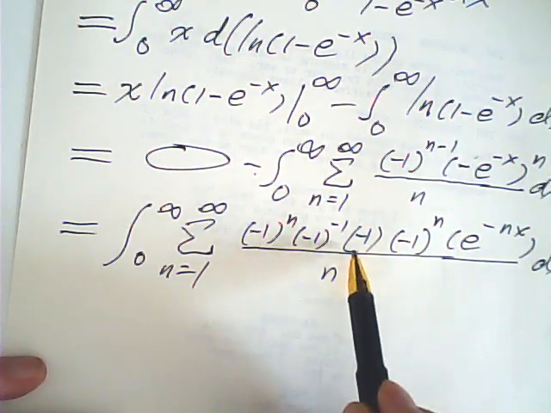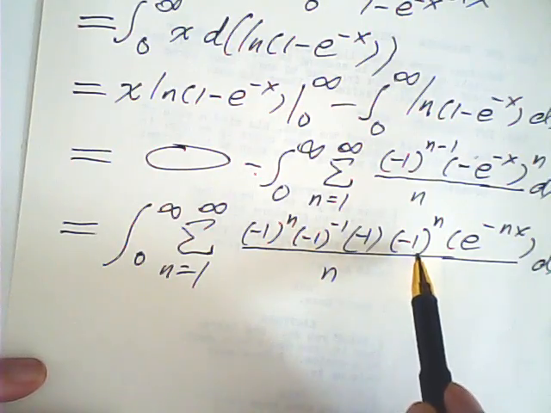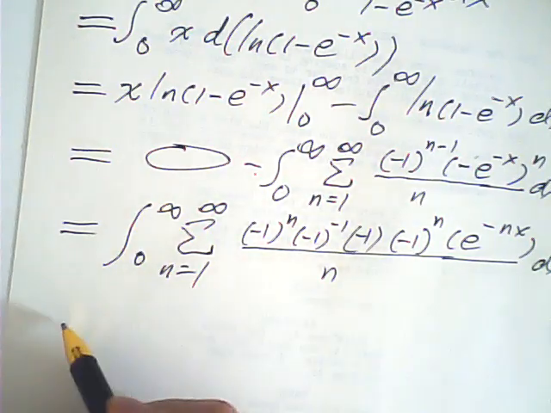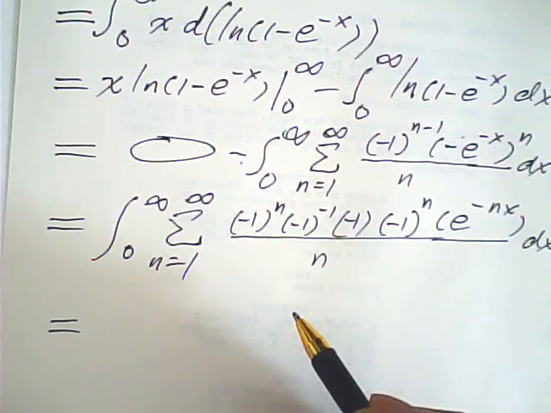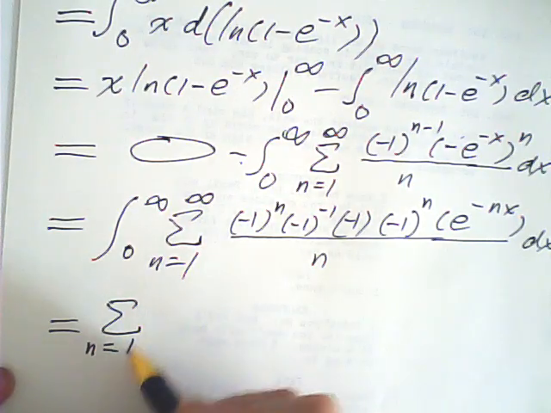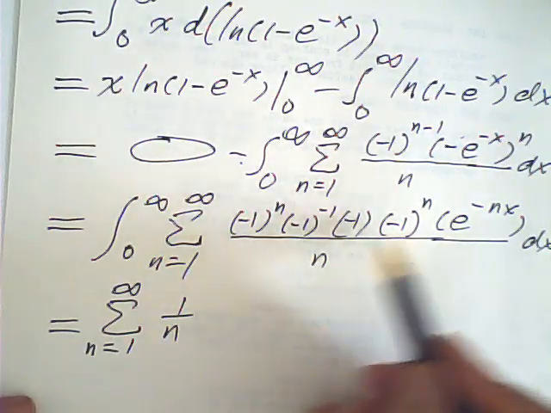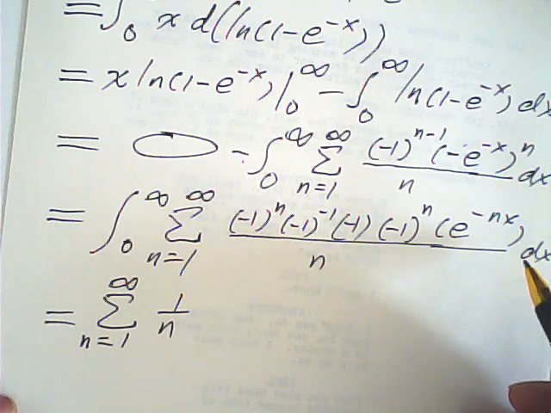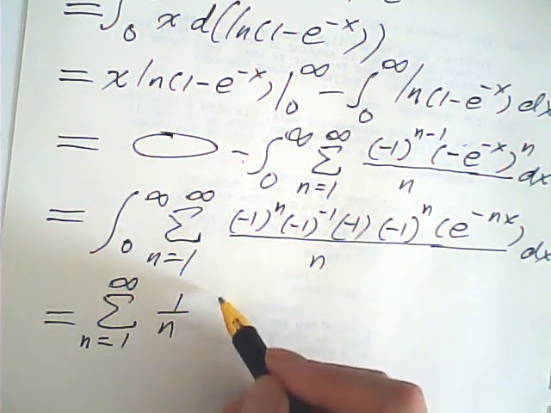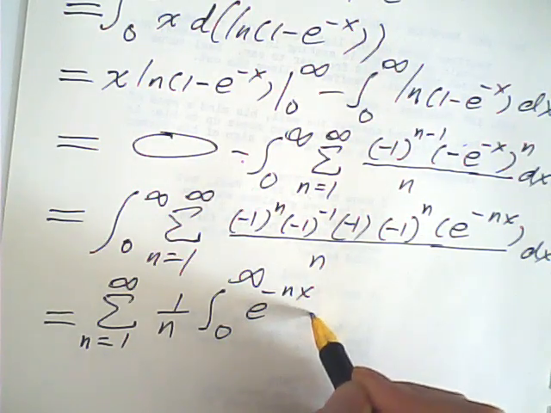Now, this one and that one is positive 1. This one and that one is negative 1 to the 2n. 2n is an even number, therefore it is also positive 1. So everything is positive. So this one is equal to the sum from n equals 1 to infinity of 1, right, this is positive 1, and then the integral of e to the negative nx dx. Good.